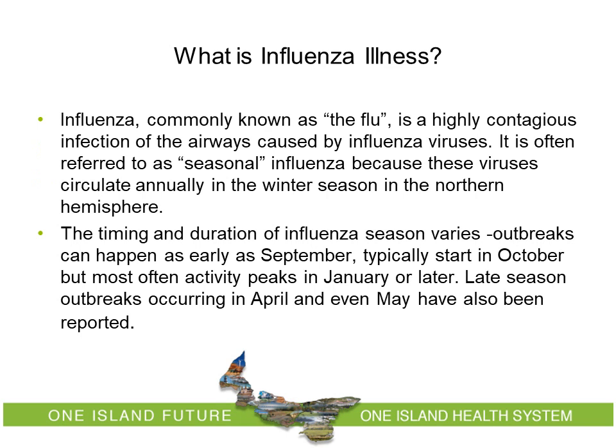What is influenza illness? Influenza, commonly known as the flu, is a highly contagious infection of the airways caused by influenza viruses. It is often referred to as seasonal influenza because these viruses circulate annually in the winter season in the northern hemisphere. The timing and duration of influenza season varies. Outbreaks can happen as early as September, typically start in October, but most often activity peaks in January or later. Late season outbreaks occurring in April and even May have also been reported.